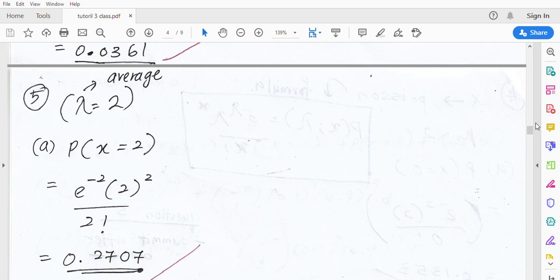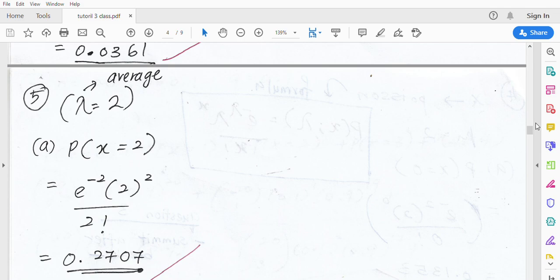Number 5, the question is: children who are injured 2 or more times tend to sustain these injuries during a relatively limited time, usually 1 year or less. If the average number of injuries per year for school age children is 2. So the keyword is the average number of injuries per year is 2, so the mean is 2. And so what are the probabilities of these events?